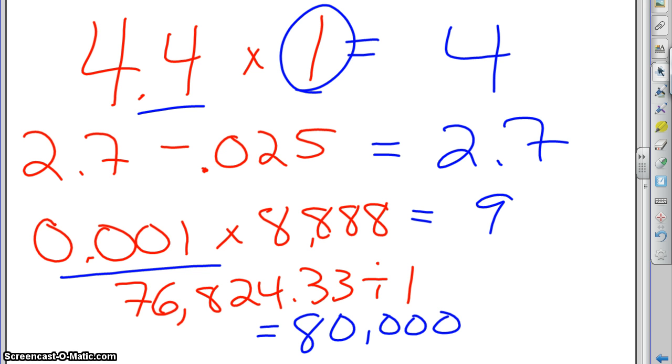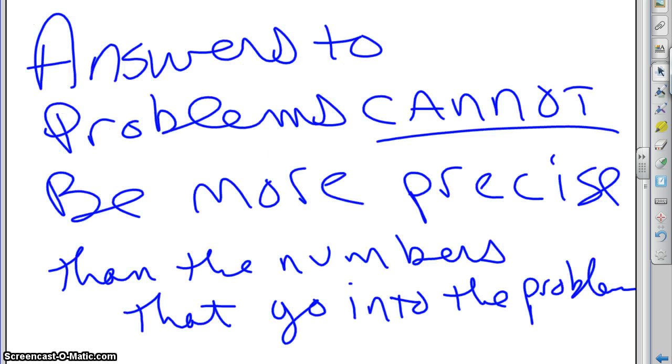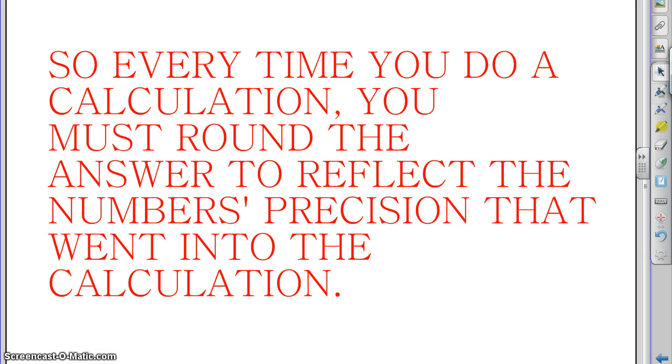We can't really trust it completely, and so we don't want the answer that we give to show all sorts of tiny little precisions when we're not even sure what this number was. That wouldn't make any sense. So we don't want our answer to be more precise than what we used to go into the problem. So we come to this. Every time you do a calculation, you must round the answer to reflect the precision of the numbers that went into the calculation.